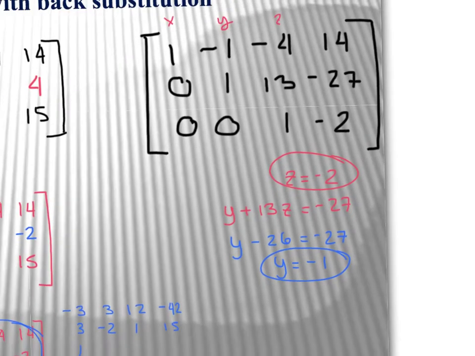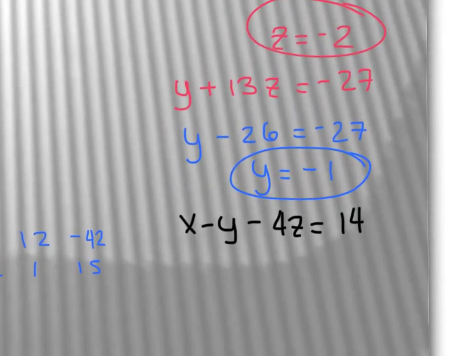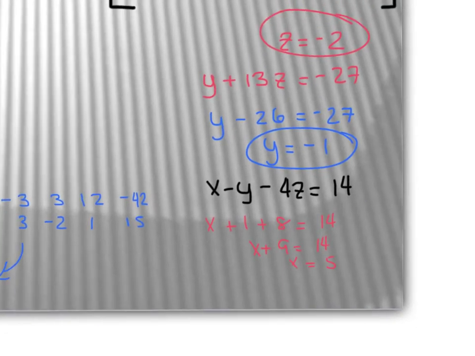Now I'm going to back substitute those two into the top equation, and I'm going to get x minus y minus 4z equals 14. And I'm going to plug in my negative 2 and my negative 1. So let's go ahead and do that. So x plus 1 plus 8 equals 14. X plus 9 equals 14. And x equals 5. So now I have my solution. X equals 5, y equals negative 1, z equals negative 2.